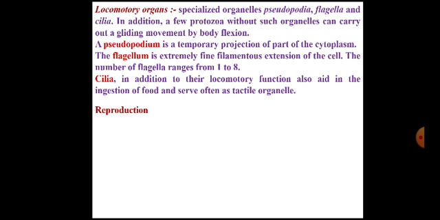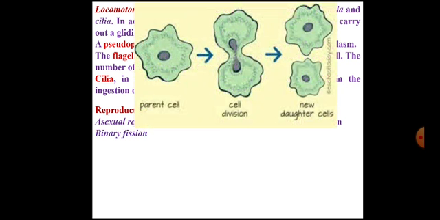Method of reproduction in protozoa. Protozoa can reproduce by asexual reproduction and rarely by sexual reproduction. Asexual reproduction involves binary fission, budding, or multiple fission. In case of binary fission, say for example in this diagram, the binary fission of an amoeba cell is shown. So this shows that the division is longitudinal.